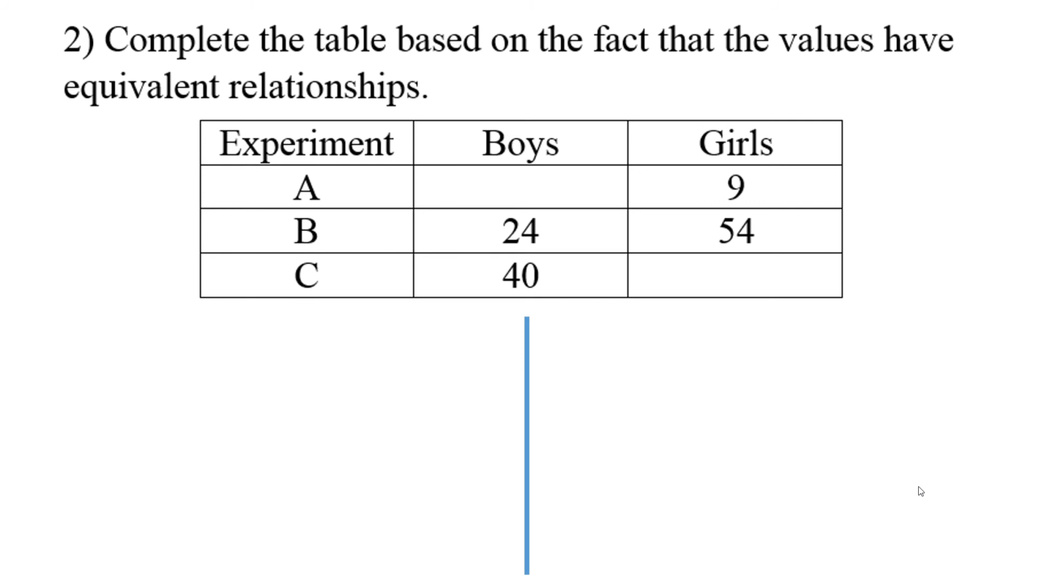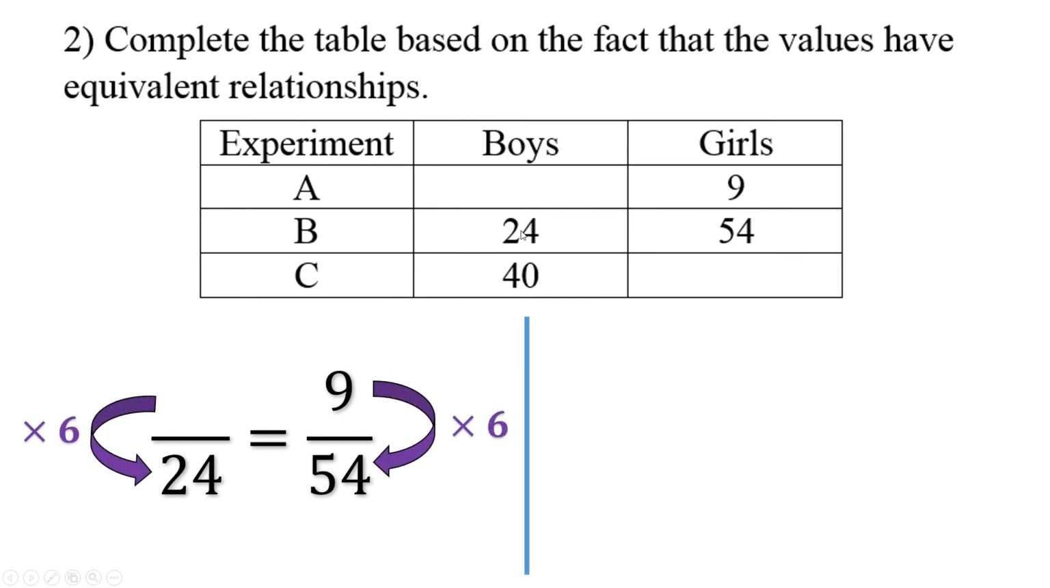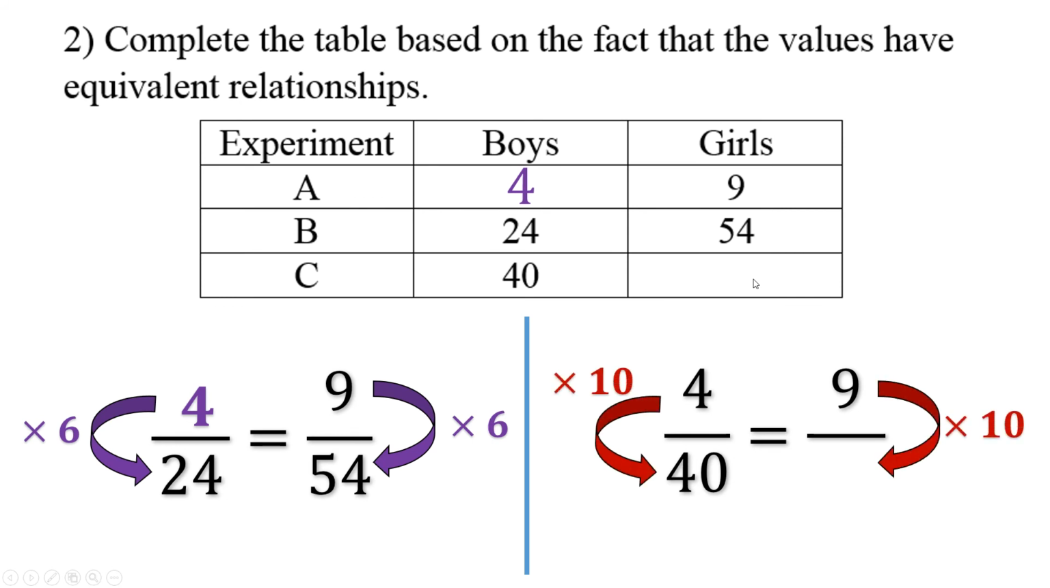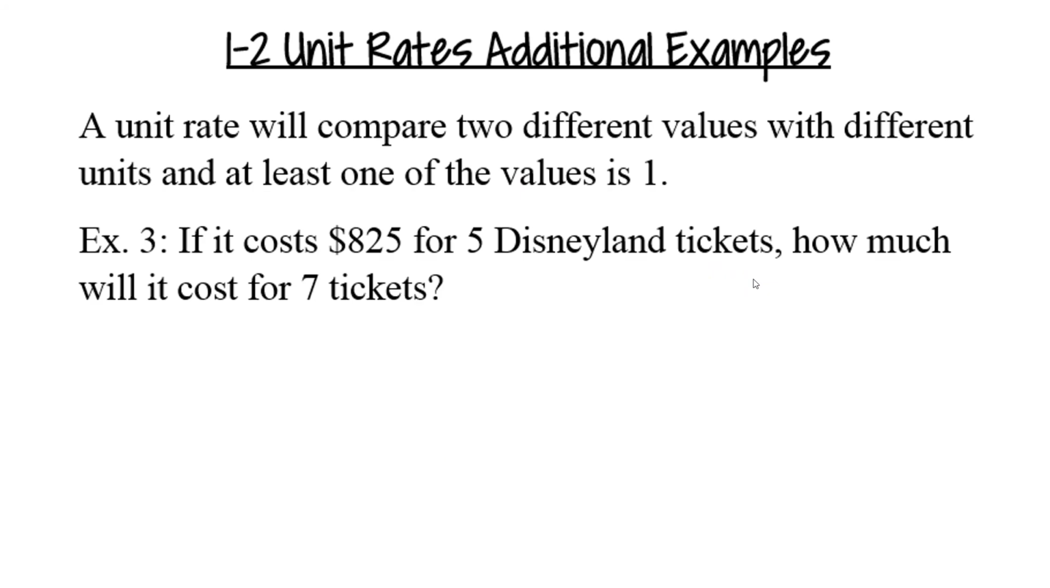If you haven't already, please try to complete the table. So the first set of ratios, we have 9 over 54 is equal to blank over 24. The relationship between 9 and 54 is times 6. What times 6 is 24, or 24 divided by 6 is 4. And then we have our relationship here. We now figured out the 4, so we're going to use the 4 compared to the 40 and 9 over blank. Well, the relationship is 4 times 10 is 40, and 9 times 10 is 90.